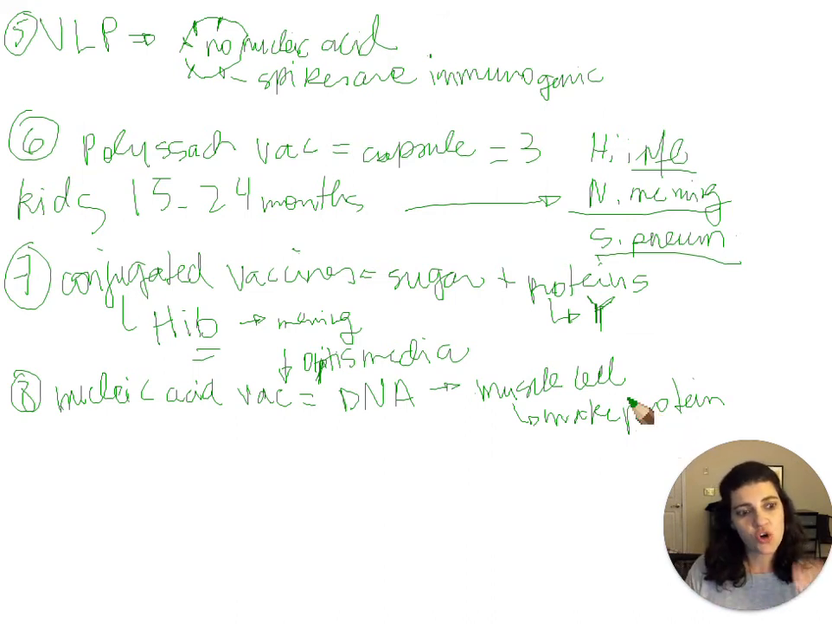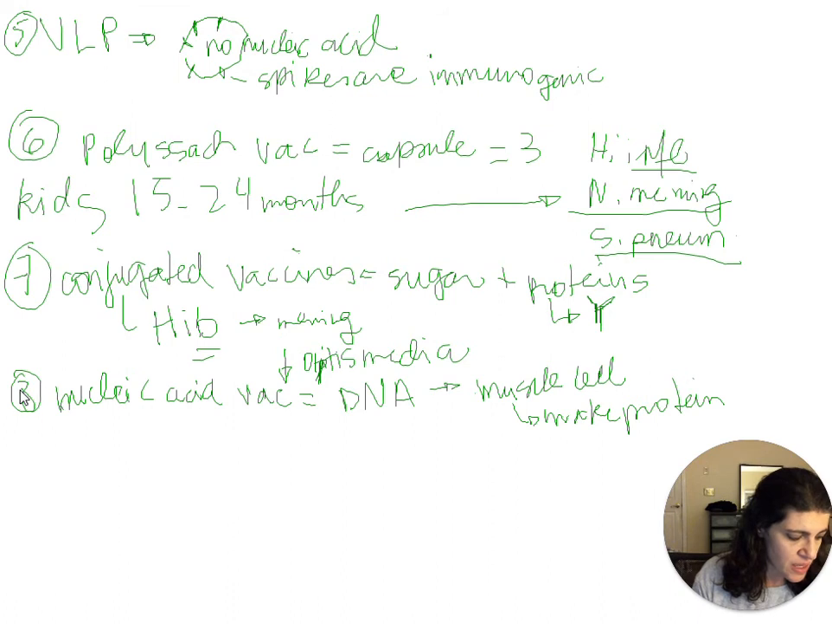So since it's your own cell that is now manufacturing this protein, it keeps producing enough to cause an even more effective response than it would be just receiving a dose of that protein. See the difference? So this is super effective. We still don't have many of these vaccines, but they have been in test, for example, for the Zika virus.